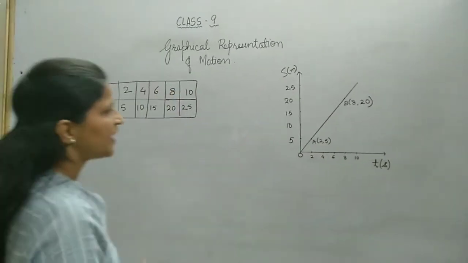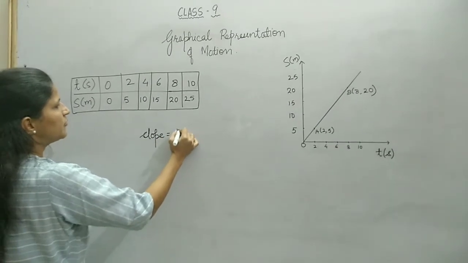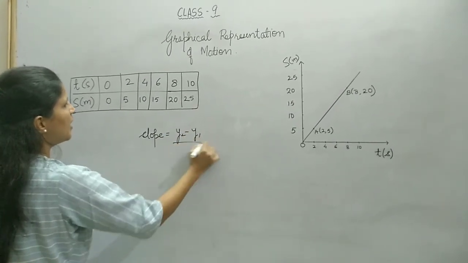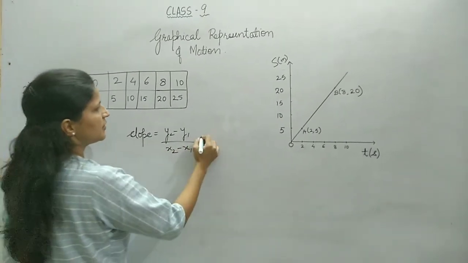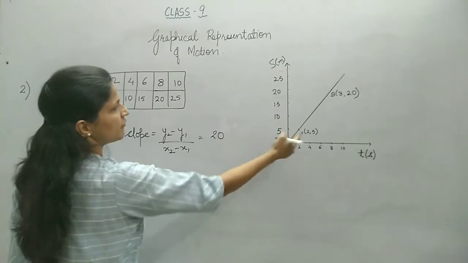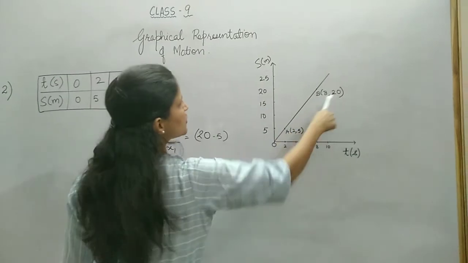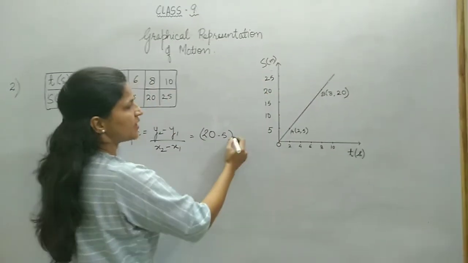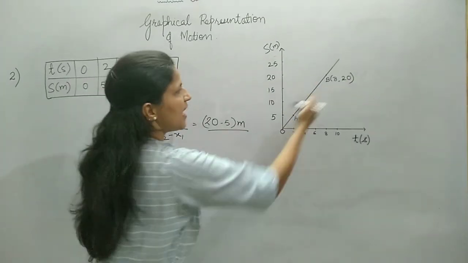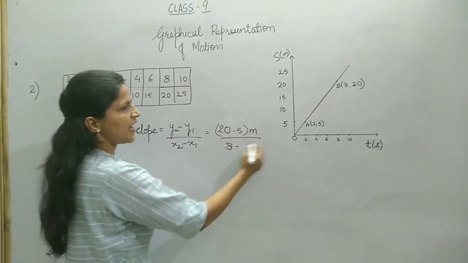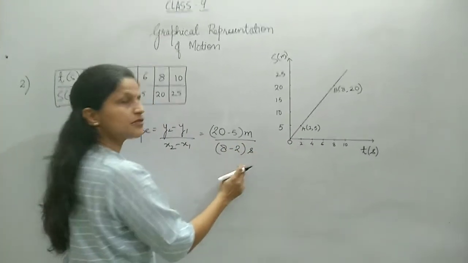So, finding out the slope of this graph, we get slope is equal to y2 minus y1 upon x2 minus x1. y2 value is 20, y1 value is 5. These both values are of y coordinate, which is measured in meters. So we'll write meter here, and x2 has a value of 8, x1 has a value of 2, and both these values are in seconds.